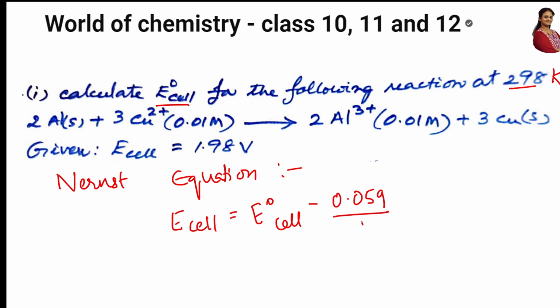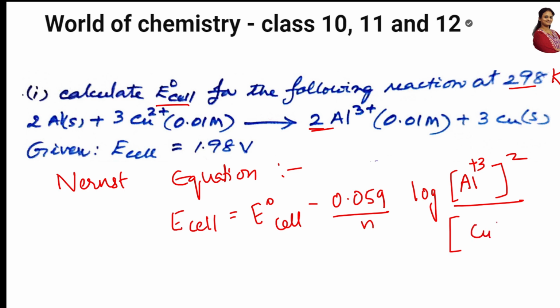0.059 by n, right, times the log of the oxidized part divided by the reduced part. What is oxidized here? Aluminium is oxidized. So anodic compartment, aluminium, Al plus 3, with the coefficient 2 when balanced. Divided by the reduced part, that's nothing but your copper, Cu plus 2, with the coefficient 3 here. This is your Nernst equation.